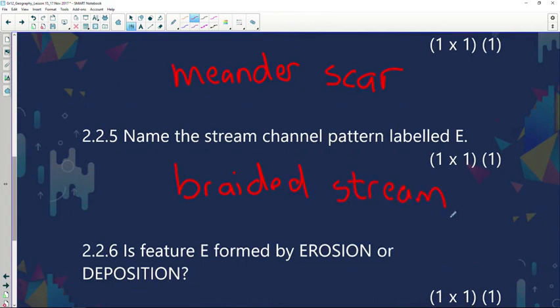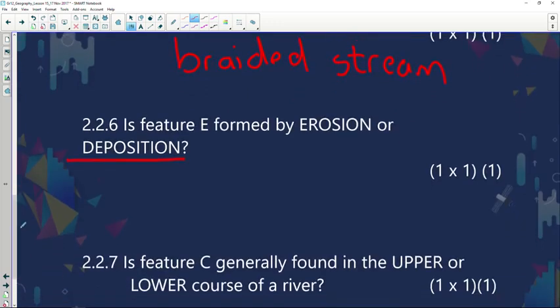And the next question is: is feature E formed by erosion or deposition? Definitely deposition. The reason is that in the lower course there's no erosion taking place. All the materials that have been eroded, the vertical erosion took place in the upper course, lateral and vertical erosion took place in the middle course, and all of those materials, the sediments, are being deposited in the lower course. So your correct answer for 2.2.6 is deposition.